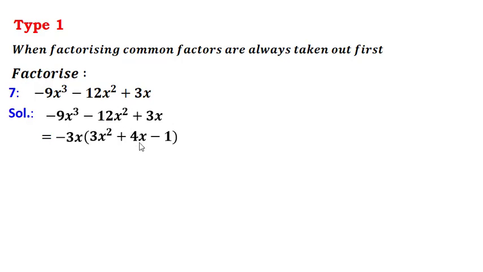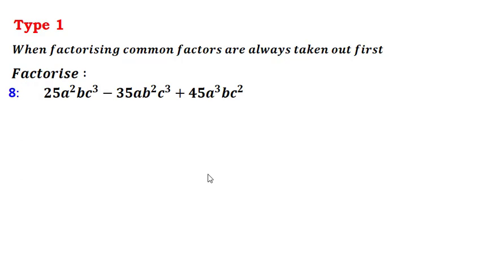You can open the bracket and see the multiplication. 3 4s are 12 and minus sign is there, so minus 12x square. So from 12x square, as I have taken minus 3x common, so here 4x is remaining. Minus, as I have already taken minus common, so this plus sign will become minus. So minus, now 3x I have taken common, so here it is 1. So minus 9x cube minus 12x square plus 3x gives me 2 factors as minus 3x into 3x square plus 4x minus 1. Now let us see this 8th question.